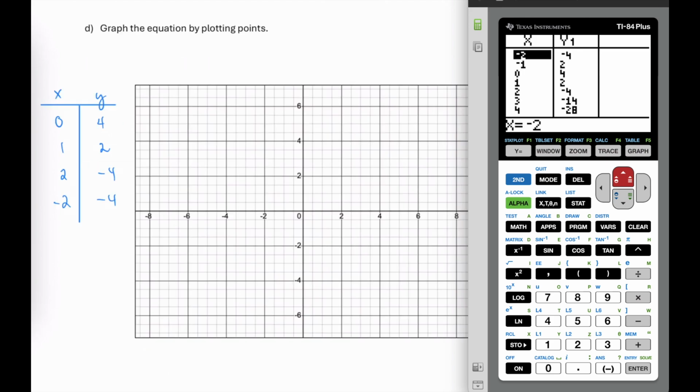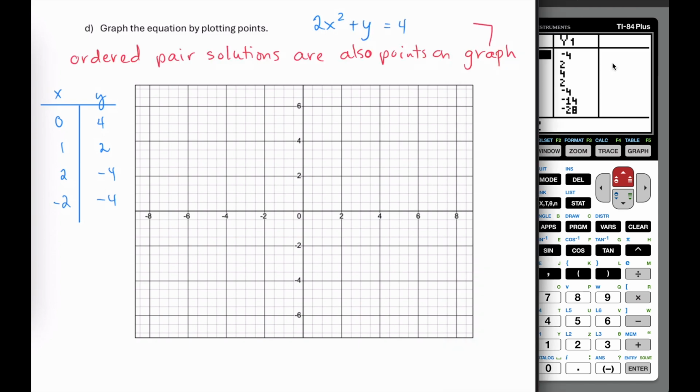In part D, we're asked to plot the points that are the ordered pair solutions and graph the equation. So if these points are ordered pair solutions to the equation, not only do they plug into the equation to make a true statement algebraically, they're points on the graph of the equation. So let's plot 0, 4. That's 0 in the direction of x, 4 in the direction of y. We'll label our points as we plot them, and then we'll plot 1, 2, which is 1 in the direction of x, 2 in the direction of y.